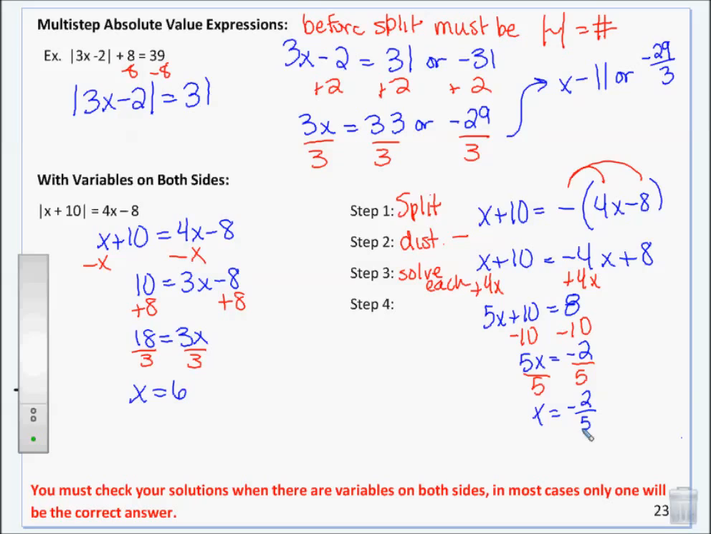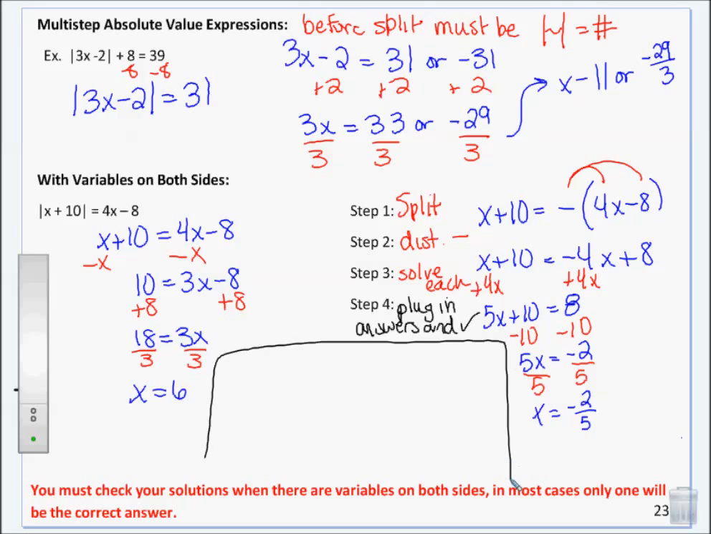And we are not done. When you have variables both in and outside of the absolute value, most of the time only one of the answers you get will be a true answer. So we actually have to go back and plug them in and see which one works. So step 4 is to do that. We're going to plug in our answers and check. So I'm going to do that down here.